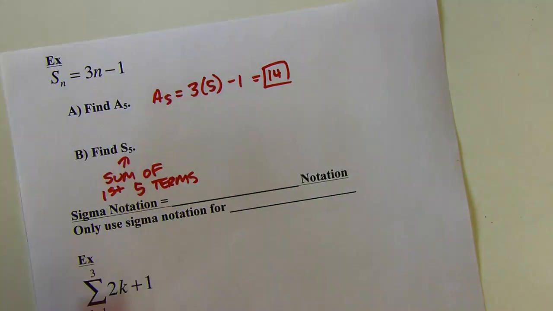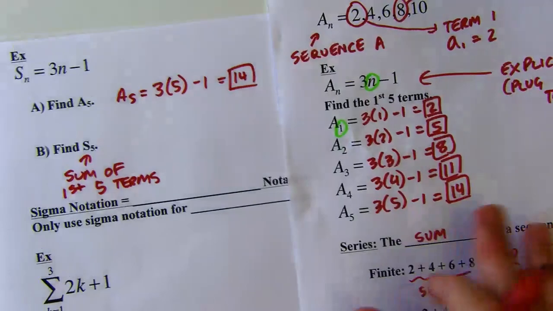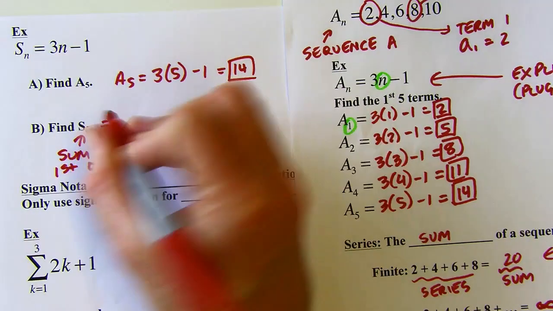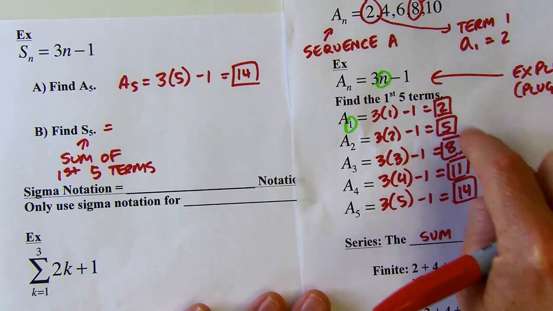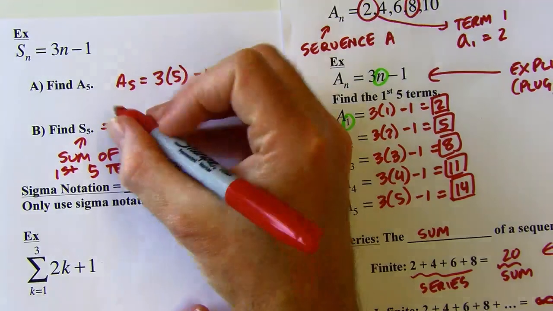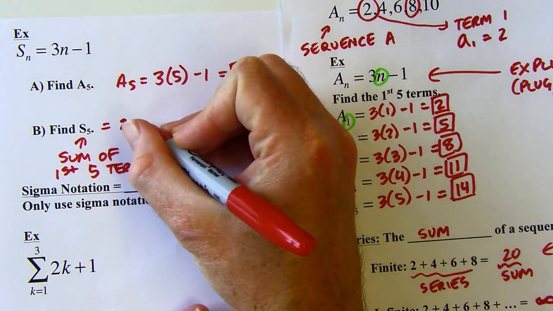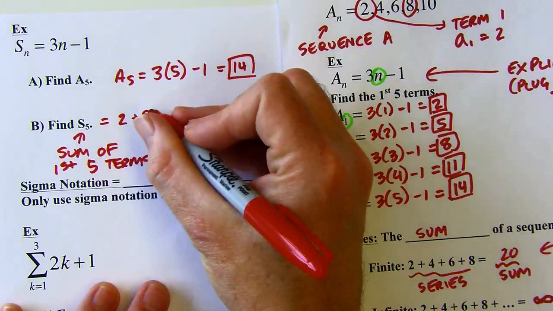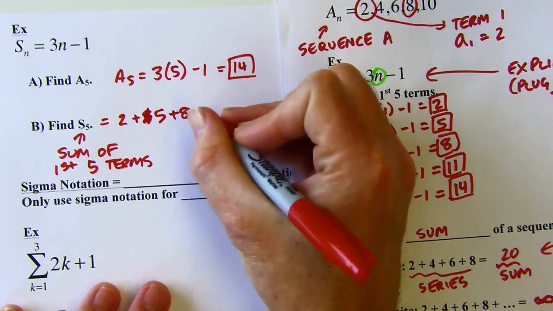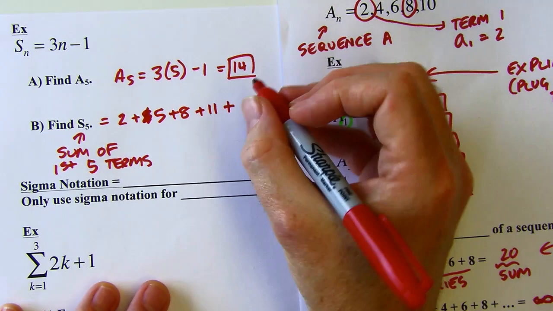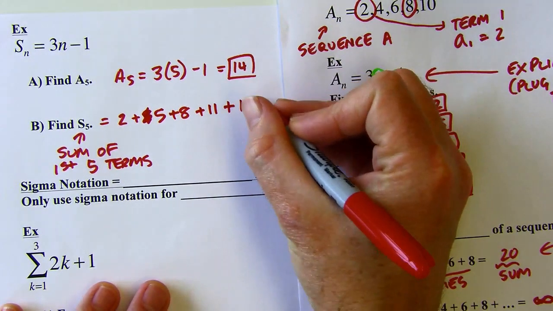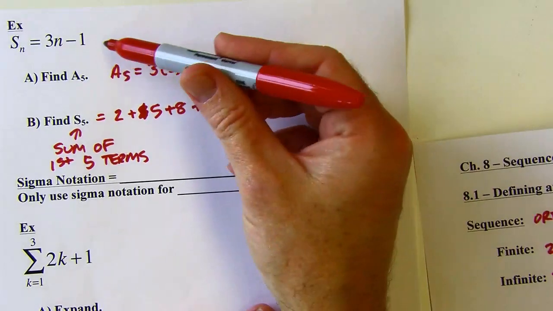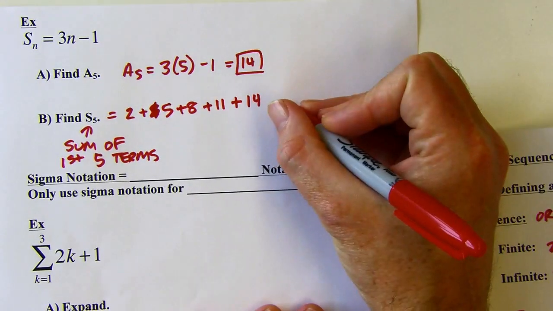Since I've already expanded this, this is the same from that previous problem on the last page. So I know this is going to equal 2 plus 5 plus 8 plus 11 plus 14. I'm not going to go through finding the value of all those terms because I've already done that. But you could, if you were doing this from scratch, create those just by plugging in the n values. So find S sub 5.